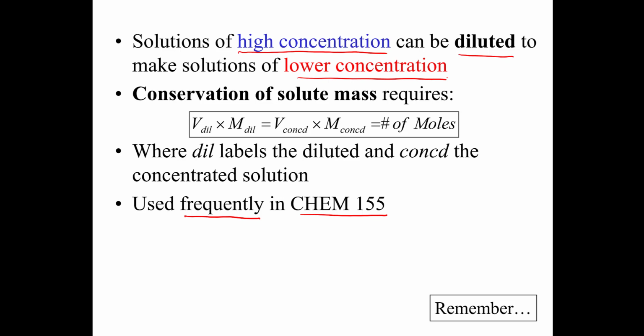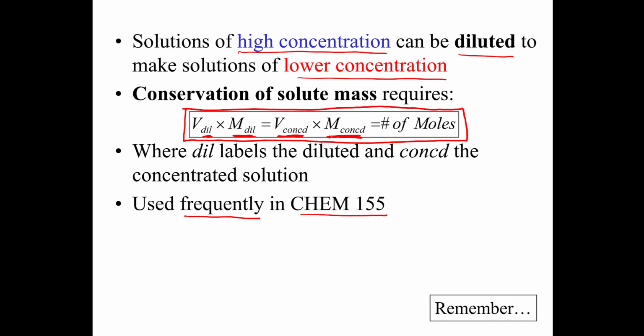So the equation that we're going to use in this particular section is one that will come up time and again. One way of describing it is the volume of the dilute solution multiplied by the molarity of the dilute solution is equal to the volume of the concentrated solution multiplied by the molarity of the concentrated solution. Why does this always work? We have to conserve mass in chemistry.